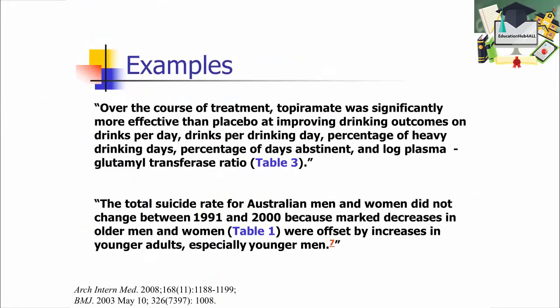There are no changes overall during this period, but if you look at certain subsets, there's a decrease in one group and an increase in another. They point out these trends without giving any specific numbers. The reader can go to the table to see the specific numbers. This is what a results section should look like. Notice it's very succinct. Each table is summarized in just a sentence.